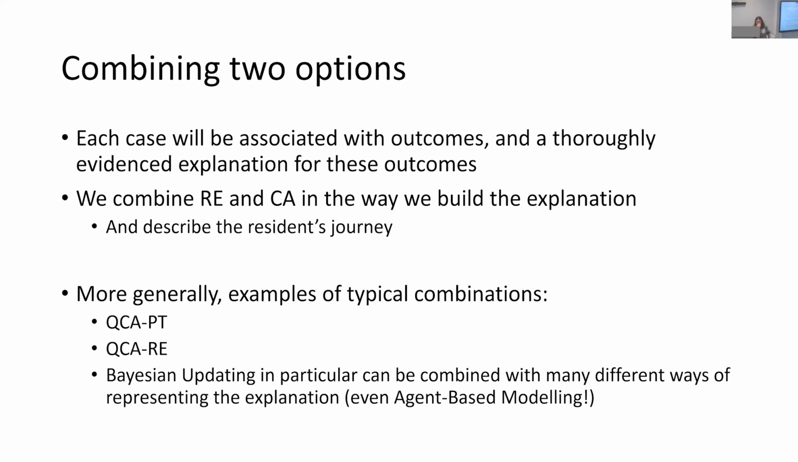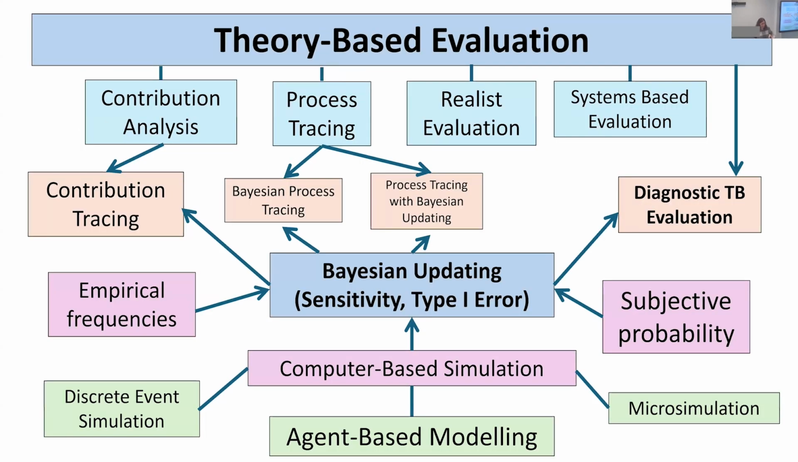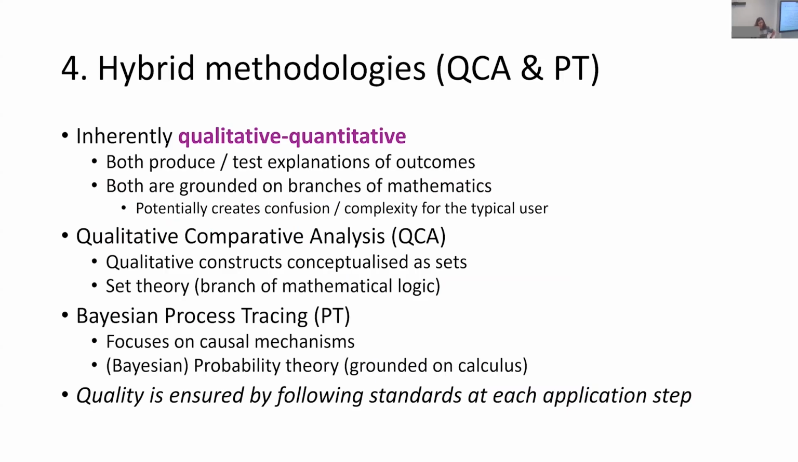Yeah, so here I was just explaining that we are combining relative evaluation and contribution analysis in the way that we build the explanations, but there are other examples of typical combinations, like QCA and process tracing. QCA and relative evaluation is a bit of a classic. And then Bayesian updating can potentially be combined with many different ways of representing the theory, even agent-based modeling. And here I have a nice chart to confuse you. I'm not explaining this.